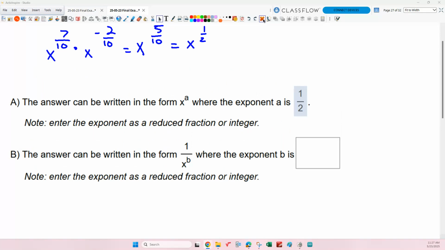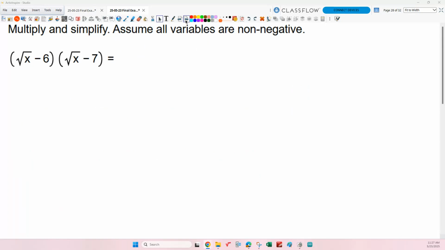Okay, are we doing okay? Okay, we're almost done, I promise. This is like our last concept. So how would I go about this one? Distribute it out. If I distribute it out, what am I going to get?